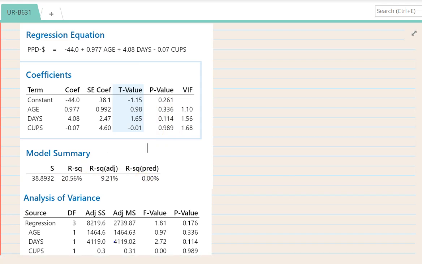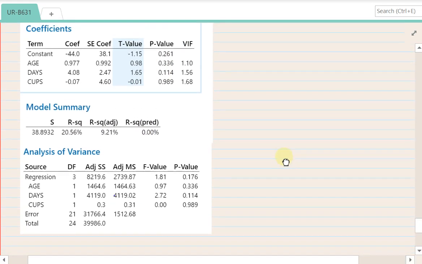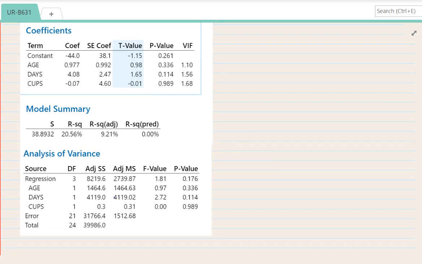Okay? And if you look at the ANOVA, remember the first line of the ANOVA is the global hypothesis here. That says you have the right predictive model. The null says you don't. And we do not reject the null now. 0.176. So we do not reject the null. Null prevails. This is not a good predictive model.